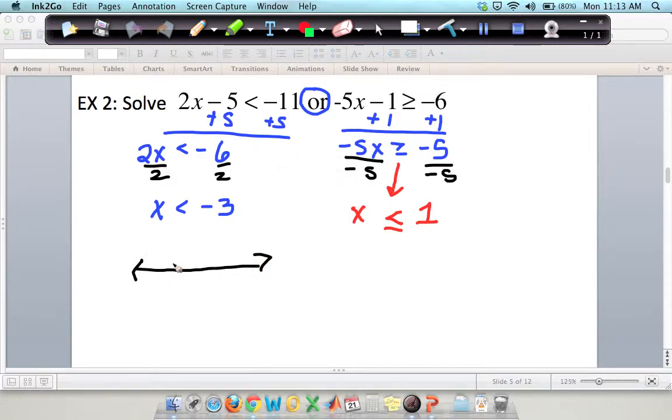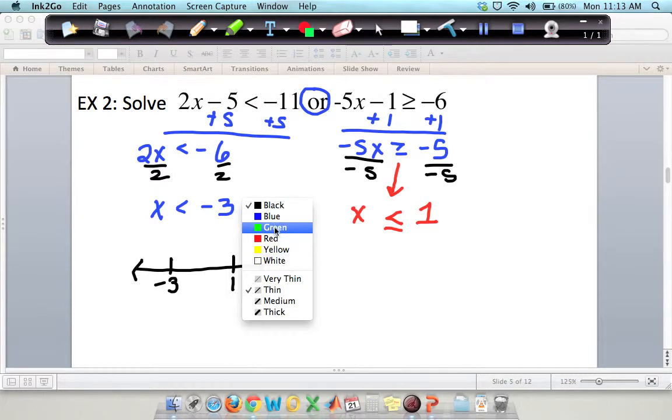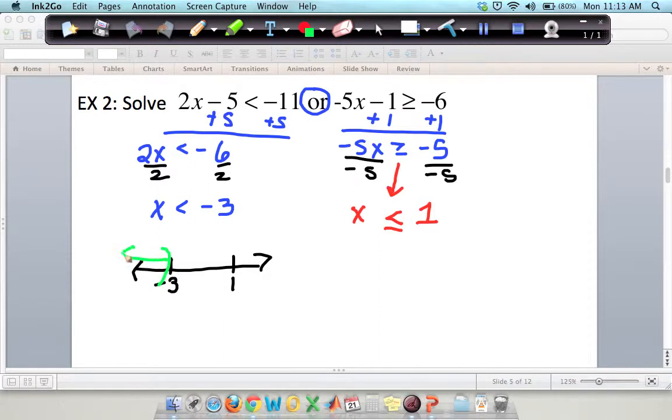Okay, so let's draw this out. Again, start with the negative 3, or the smaller number, and then the 1. And I'll start with x is less than negative 3. That would be a parentheses, and less than is going to the left. For the other, x is less than or equal to 1. It's a bracket, and less than is also going to the left.